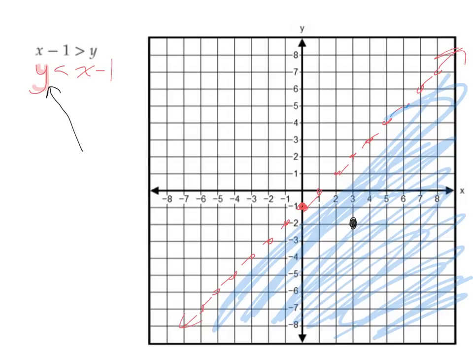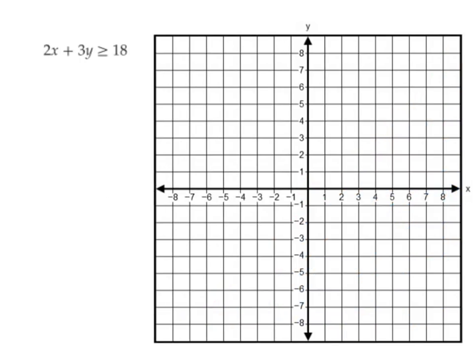I can plug it in after I've turned it around or into the original. Either way, it doesn't matter. So negative 2 is my y value. 3 is my x value. Negative 2 is indeed less than 2, and so that means I shaded the correct area. Your book will always talk about using 0, 0 as a test point, which you can do, but then you have to be prepared to say, well, it should work or it should not work, depending on which side you've shaded.